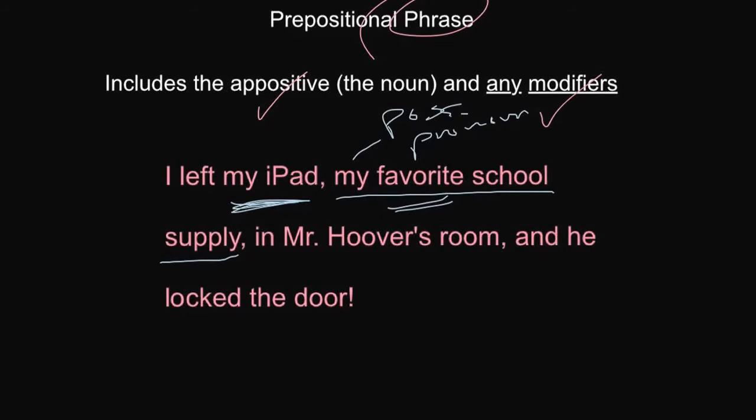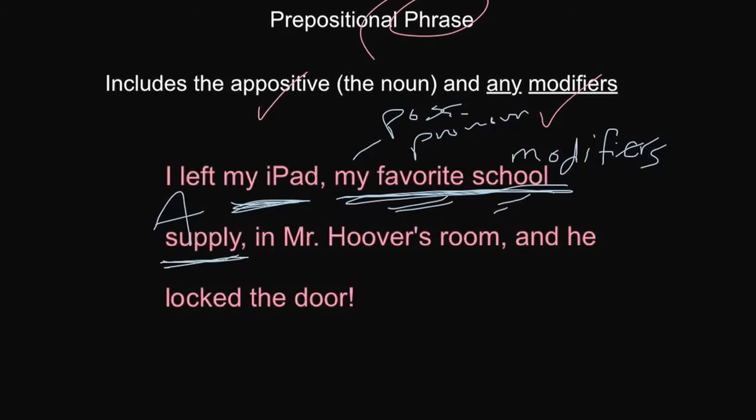It describes something. Technically here, school is working as an adjective too, right? What kind of supply? A school supply. So way over here is my appositive. But these are the modifiers. There's supposed to be an S on the end. There we go, modifiers. So this whole thing, all of this, my favorite school supply, is the appositive phrase. And it's an appositive because it's renaming the iPad.